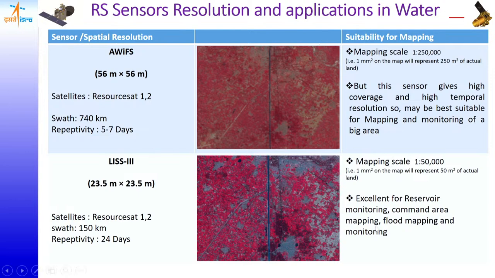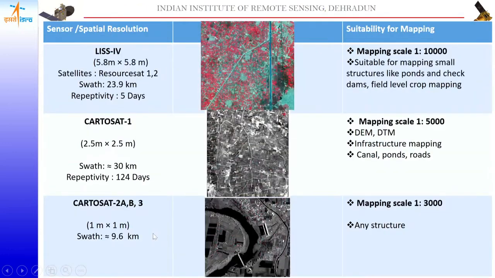where it is very good for the reservoir monitoring, command area mapping, flood mapping and the monitoring. And this is the repetitivity and the swath of these satellites. In future, this swath is also going to increase. Then we have this LISS-4. As per the new geospatial data policy, data up to the LISS-4 sensor, where you can go up to a mapping scale of 1 is to 10,000, can be made available freely to all the academic and other government users.